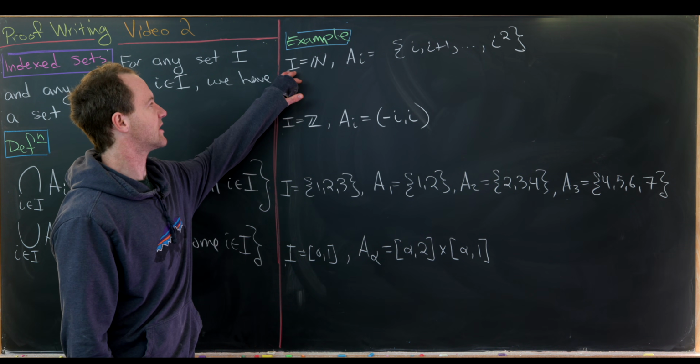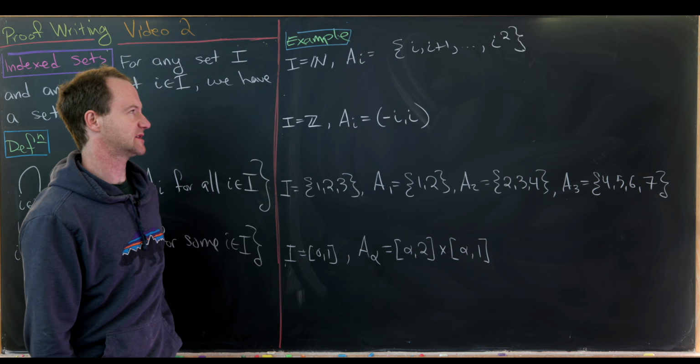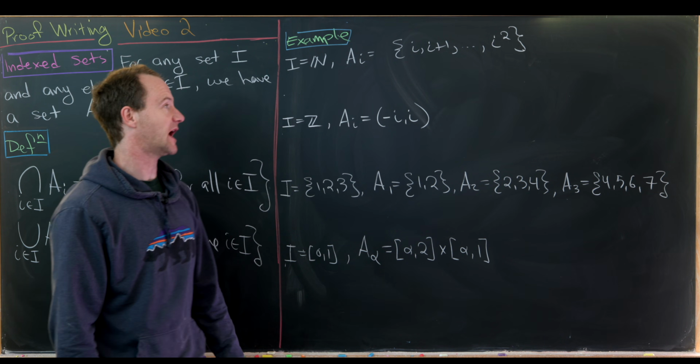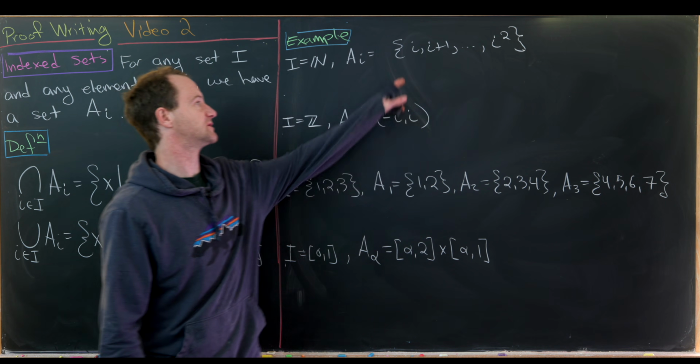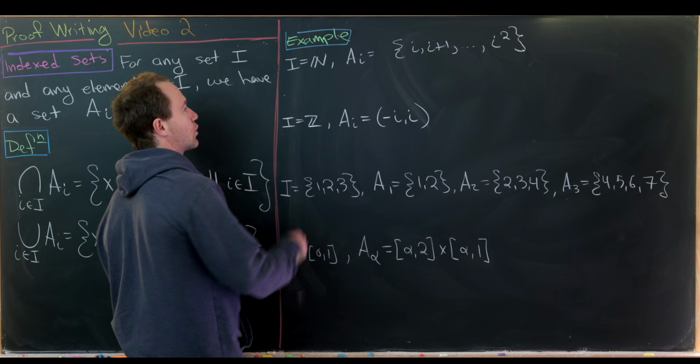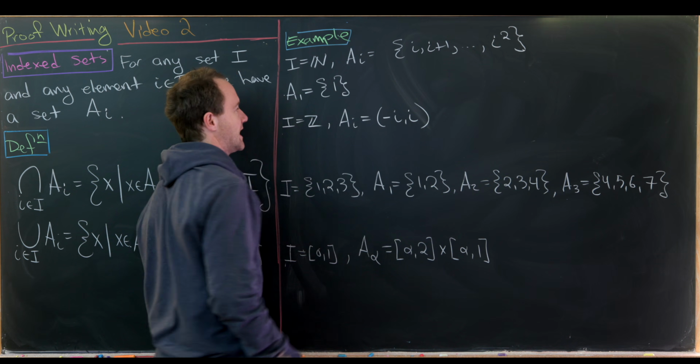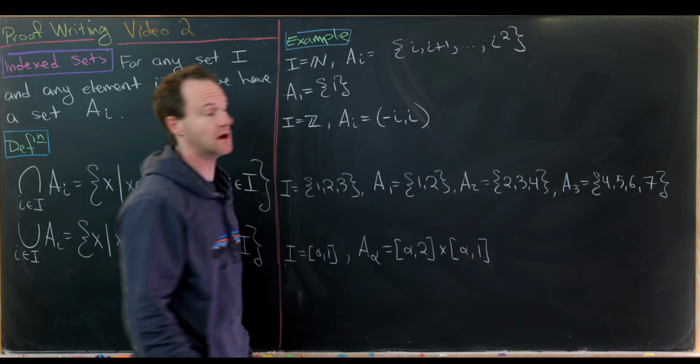So let's start with I being the natural numbers. That's kind of a classic indexing set. And then A sub i is all of the numbers between i and i squared. So notice that A sub 1 is going to be everything between 1 and 1 squared. Well, that's just the number 1.